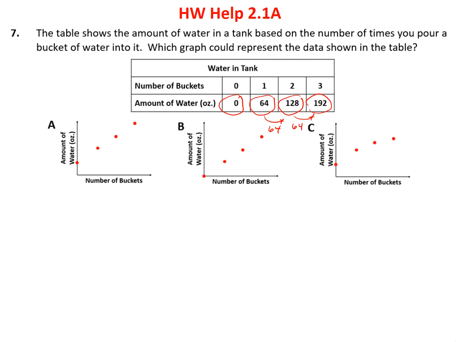So as we look at these graphs, a couple things to notice. First of all, when there's zero water, notice in graph A, it doesn't start at 0, it starts at some value there. Likewise, C starts up here too. So these two would be wrong just because of where they started. B starts exactly at the origin, and then notice it goes up the same amount each time, and so this would be the graph that's more likely to represent the data shown in the table.